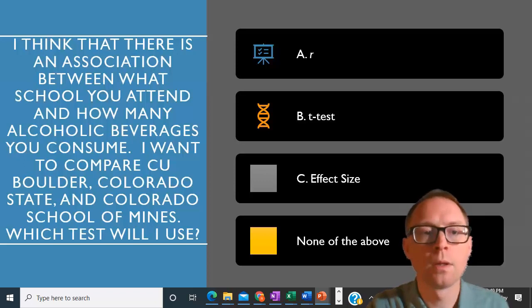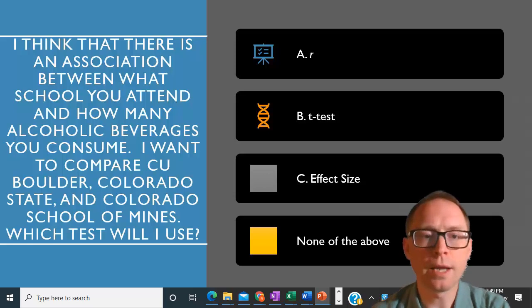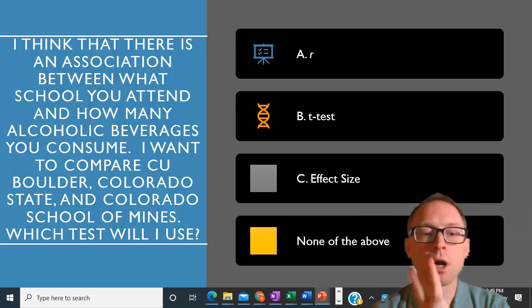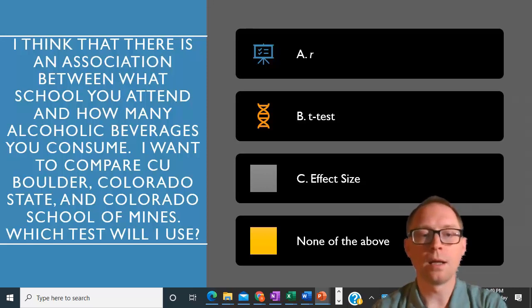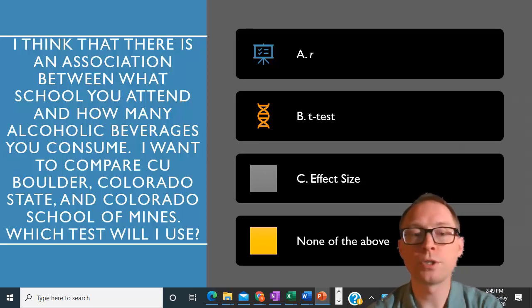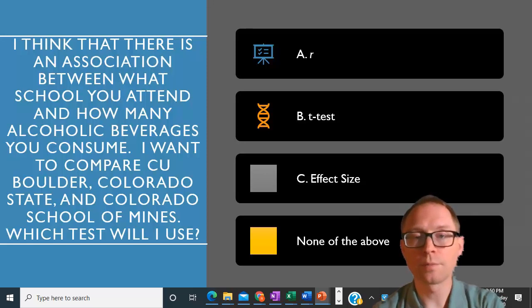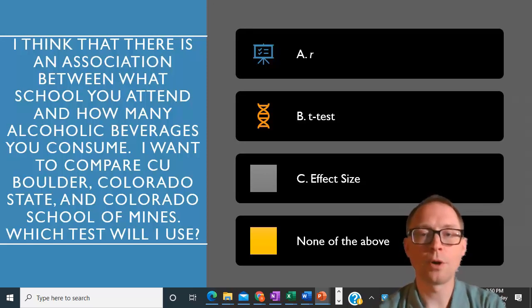So let's look at this one. I think that there's an association between what school you attend and how many alcoholic beverages you consume. I want to compare CU Boulder, Colorado State, and the Colorado School of Mines. So I think that there's a difference in how much drinking happens between those three schools. And so I get a bunch of different Colorado university students, some from each of those schools, and I measure how many drinks they consume within a week. What test am I going to use for this study?